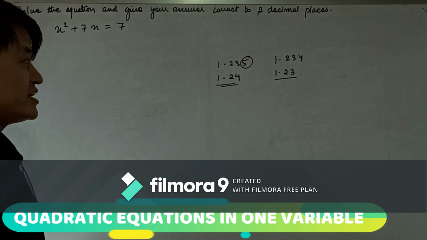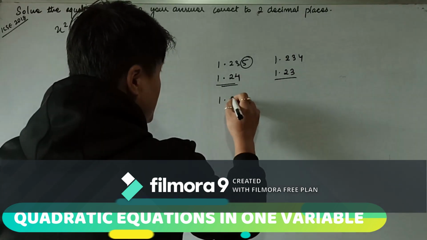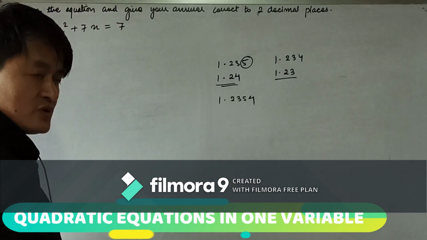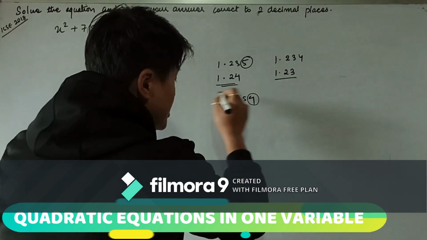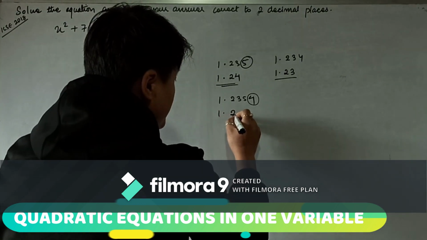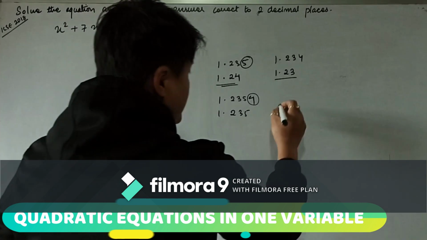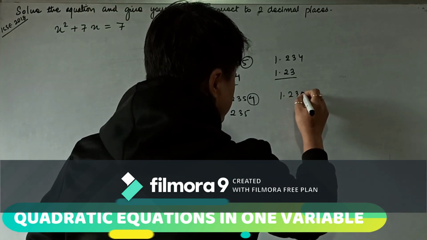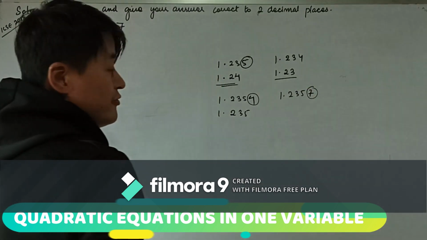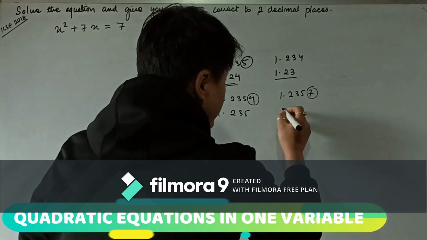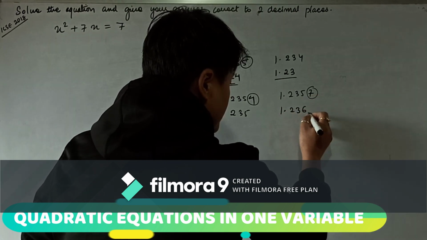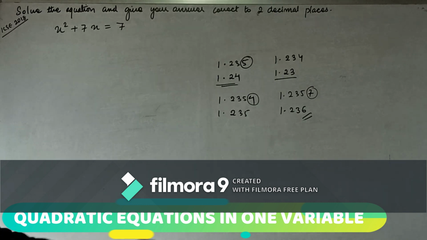Okay, if it is 3 decimal places, then after the decimal you have to look till the 4th number. If the 4th number is less than 5, then the answer stays 1.235. If the 4th number comes 7, and 7 is greater than 5, then to this number you will add 1, so this will become 6. This is how we solve.